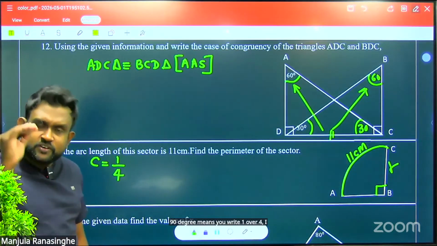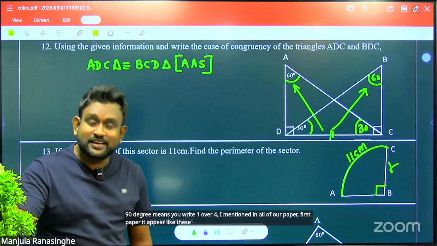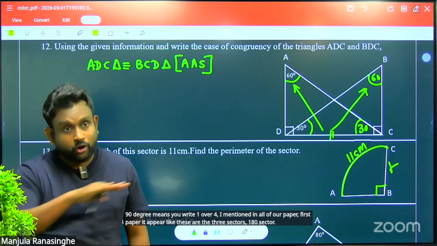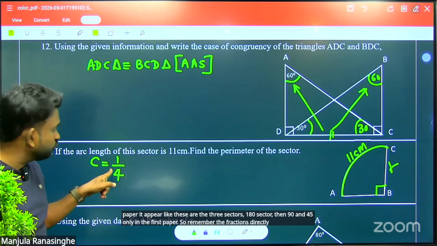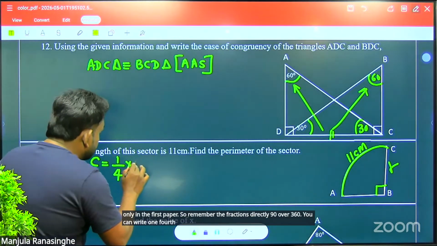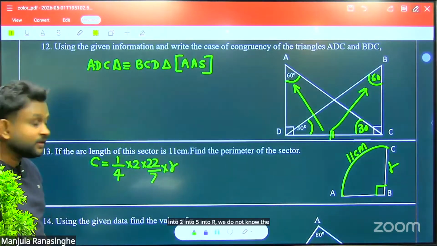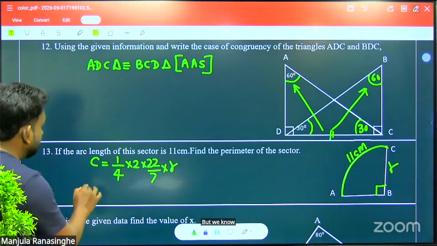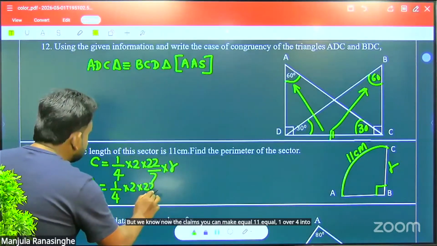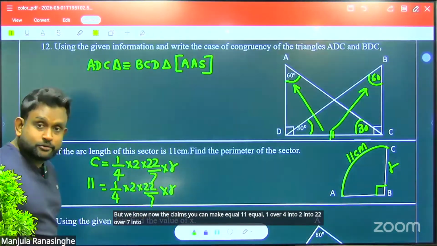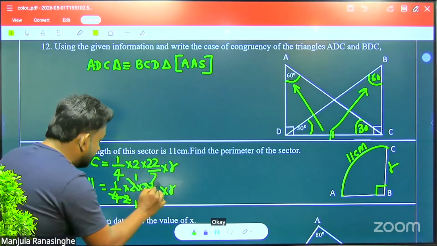In the first paper, it appears like these are the three sectors: 180, then 90 and 45 only. So remember the fractions directly, 90 over 360, you can write 1/4 into 2 into π into r. We do not know the r. But we know the arc length now, so you can make 11 equal 1 over 4 into 2 into 22 over 7 into r. Okay, now you can simplify 2, 1, 2, 2. Okay, 2, 1, 2, 11.